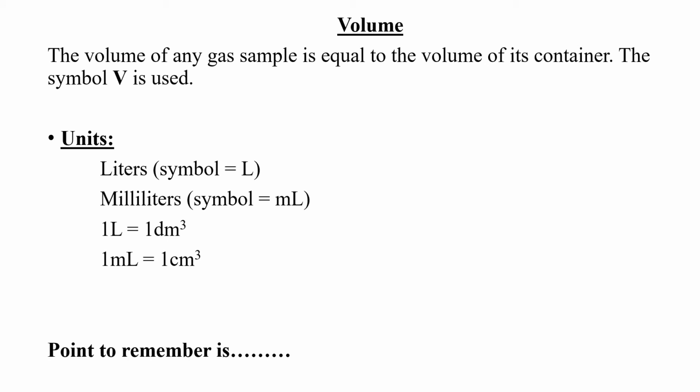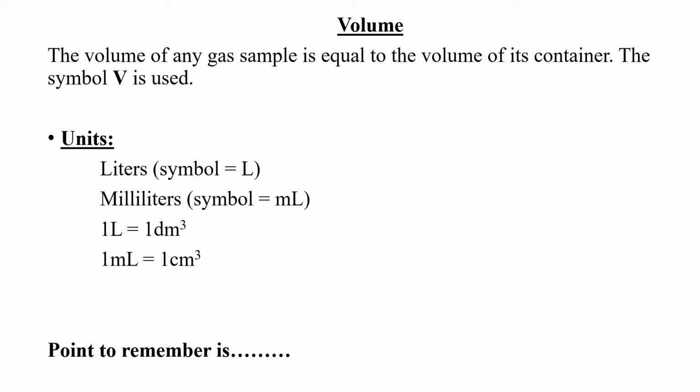Okay, so the first variable is volume. The volume of any gas sample is equal to the volume of its container, and the symbol V is used to represent volume. The units that we normally use to represent volume are liters, symbol L, and milliliters, symbol mL. You need to know how to convert milliliters to liters and liters to milliliters. You also need to know that 1 liter equals 1 decimeter cubed. Decimeter cubed is normally used to express the volume of solid substances, whereas liter is used for liquid volume. Similarly, 1 milliliter equals 1 cm cubed, or centimeter cubed.